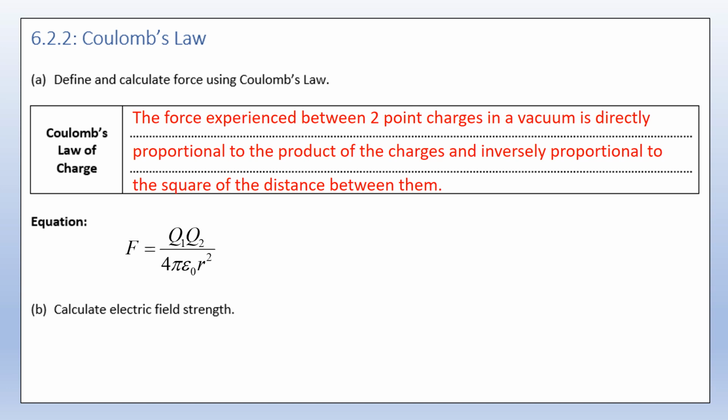And it's often expressed as this equation, where we've got the two charges, the product of them on the top line, and the distance between them squared on the bottom line. And we have some constants, 4 pi, and the permittivity of free space, epsilon naught. So then if we know the force, and we know the field strength is the force per unit charge, we can calculate the field strength around the charge Q1.